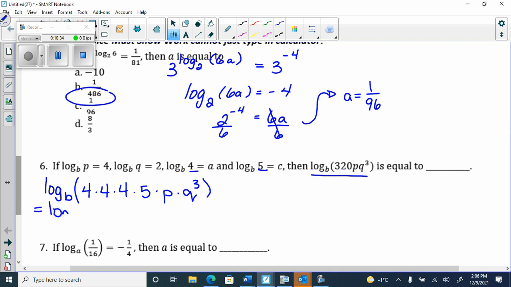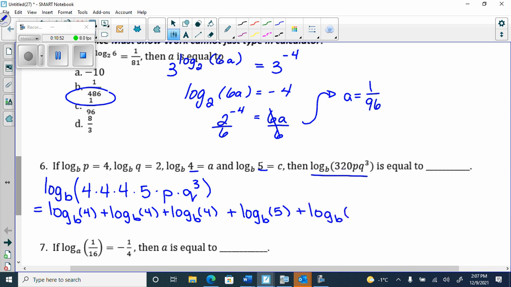So we get log b of 4 plus log b of 4 plus log b of 4 plus log b of 5. Excessive, but you can get it right, so I don't really care that I'm writing out this much. Log b of p plus log b of q cubed. Now this is one where you're going to have to watch yourself again.